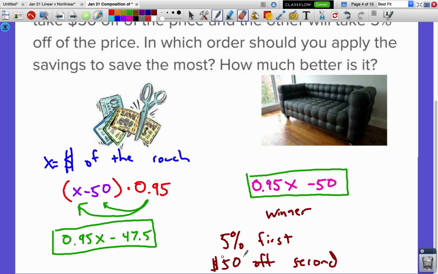We want to take the 5% off of the bigger amount because that 50 is fixed. So take the 5% first off the bigger amount, then the fixed 50, versus the 50 first, then the 5% off the smaller amount. All right.